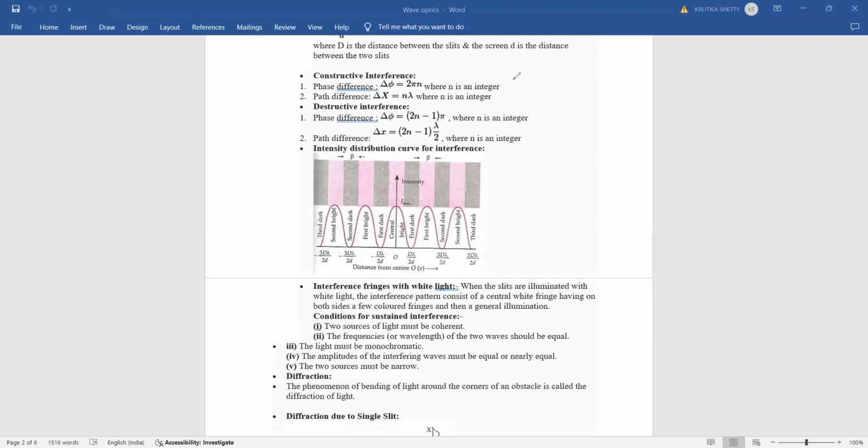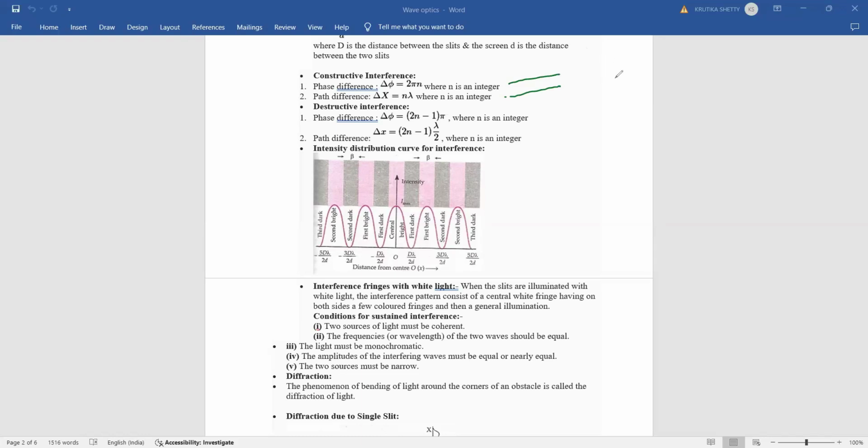In interference, we have already studied incoherent and coherent sources. Here we are seeing constructive interference and destructive interference, with the phase difference and path difference formulas. As I told you, the theory of this is deleted, so we are only looking at the formulas.